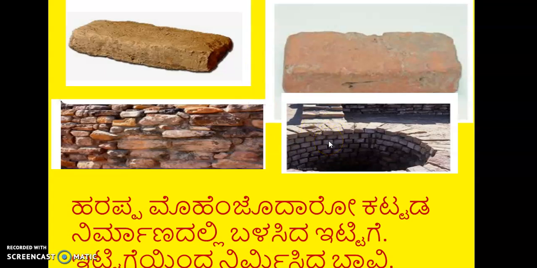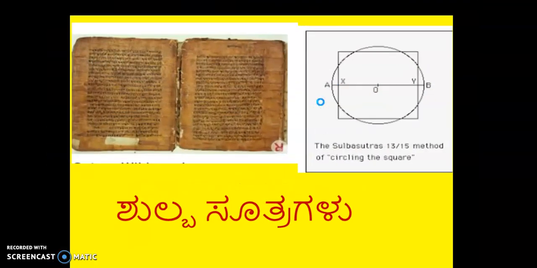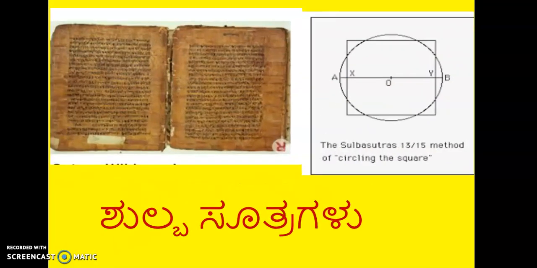Here is a well constructed by the ancient Indus Valley civilization. All the bricks had length, breadth and thickness in the ratio 4:2:1. Children, in ancient India, our ancestors were scholars in geometry.